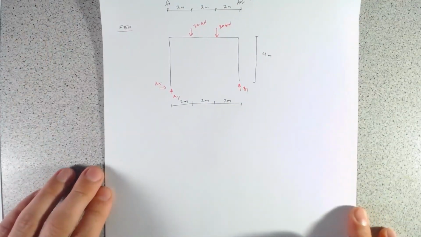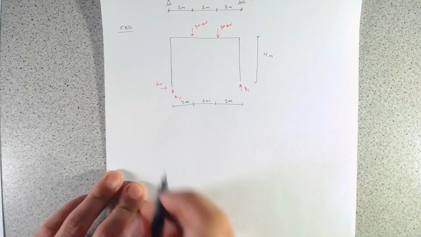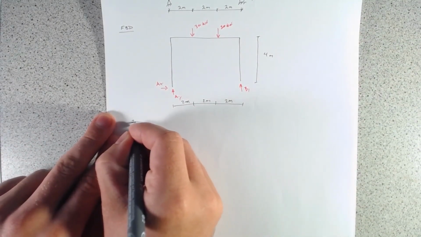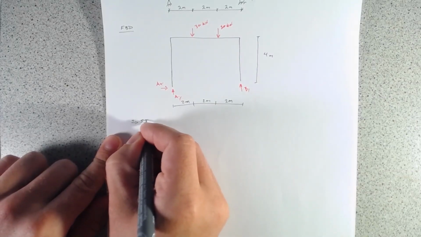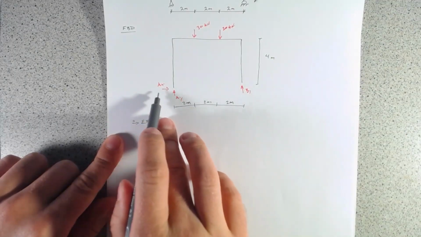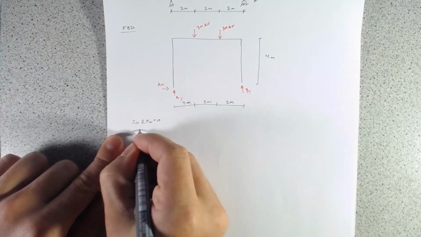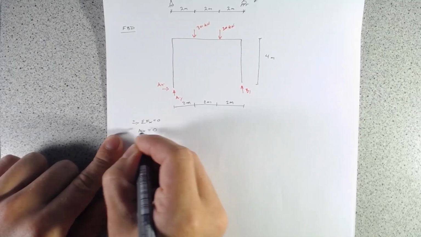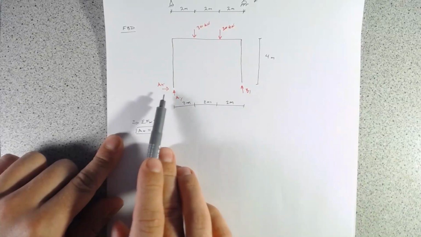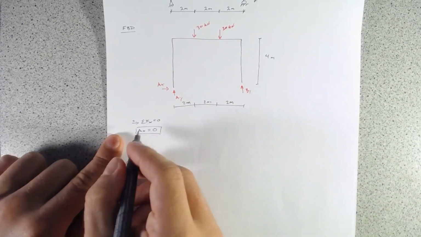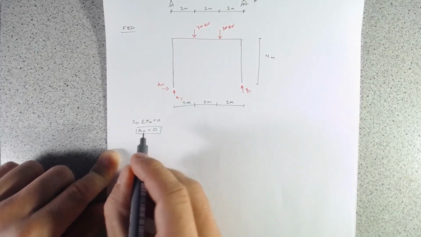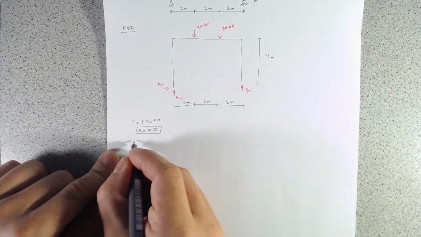Alright, now that we have a free body diagram, we can use our equations of equilibrium and solve for these reactions. We'll start with the sum of the forces in the X, so we'll go plus, and those forces equal 0. If we look here, AX simply equals 0. So that's a nice, easy one to start with. Then how about we sum moments about A, and that way we can isolate BY and only have to deal with one variable at a time.